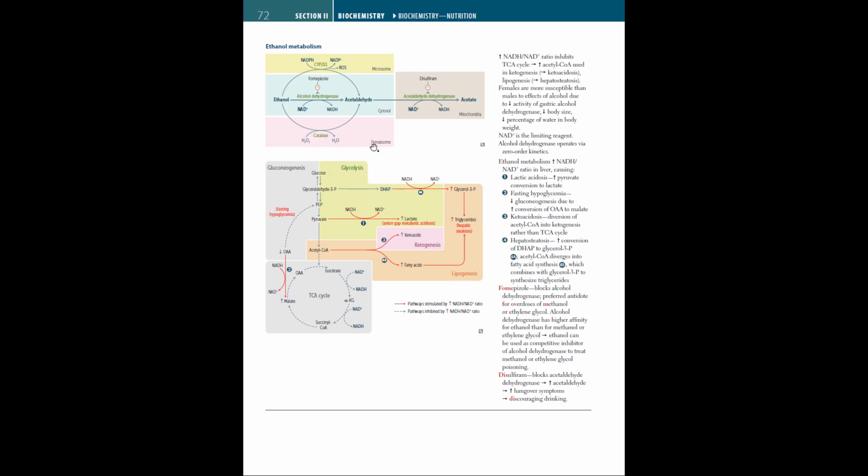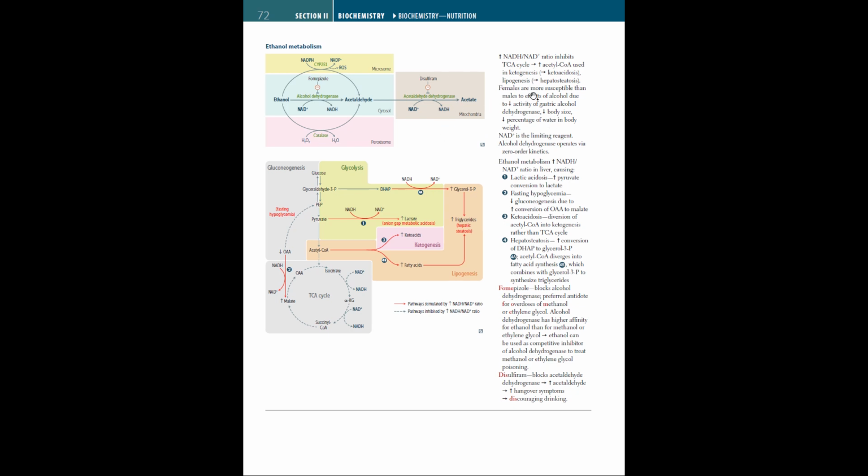Catalase being in the peroxisome, alcohol dehydrogenase being in the cytosol, and P450-2E1 in the microsome. Now, to avoid acetaldehyde's toxic effects, after it is produced, acetaldehyde must be oxidized again to acetate by aldehyde dehydrogenase, and this occurs in the mitochondria.